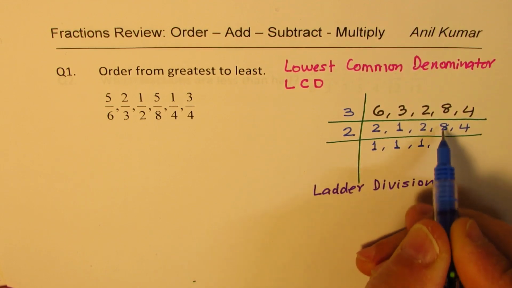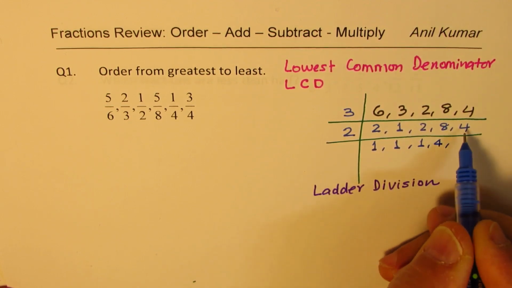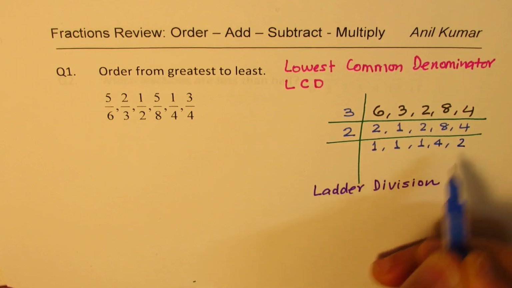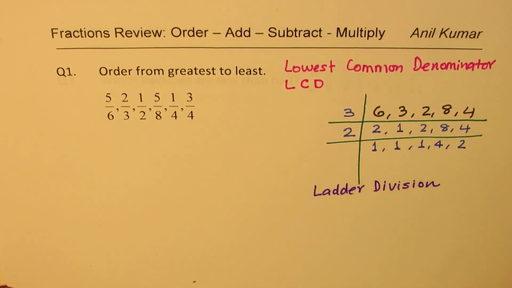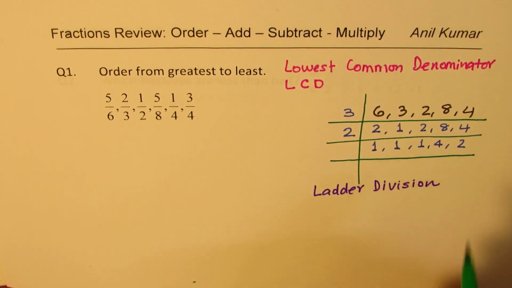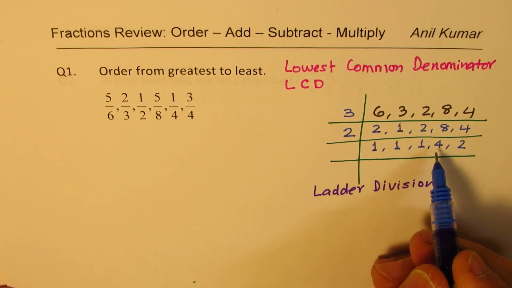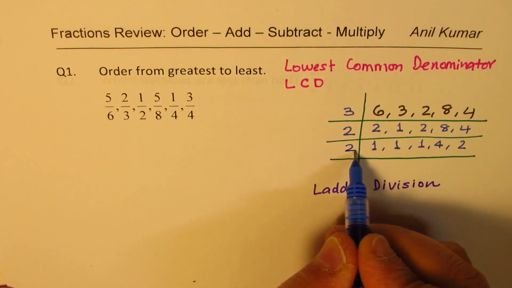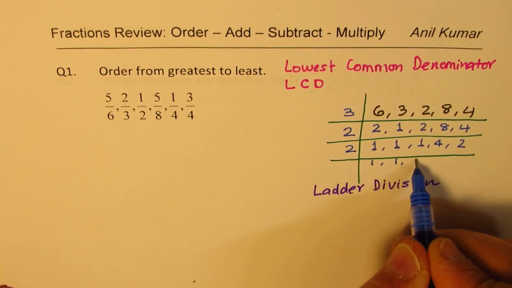2 can be divided. 8 can be divided by 2. It goes 4 times. And 4 can be divided, goes 2 times. Still, we have a common factor between 4 and 2. So to get the lowest common denominator, we have to get rid of that common factor. So we'll again divide by 2. 1s cannot be divided.